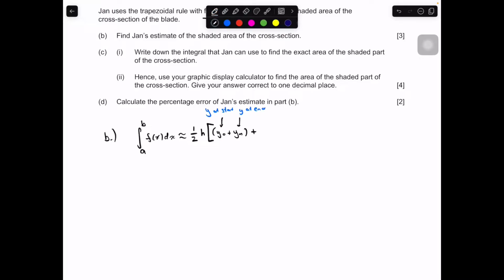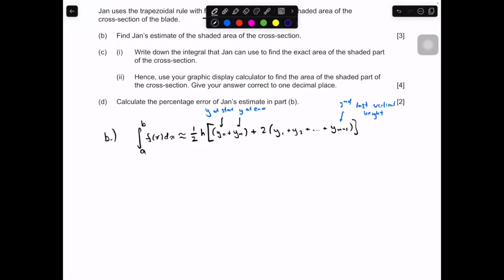And then we have plus 2 times, and this will be y1 plus y2 plus all the values in between, all the way up to yn minus 1, which means the second last, essentially. So this would be the second last vertical height. Second last vertical height right here.